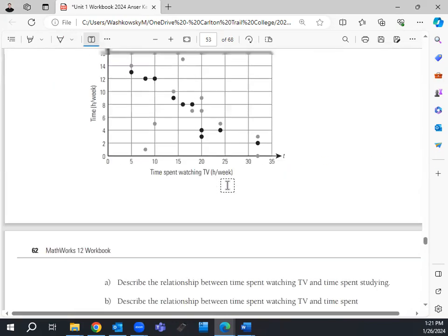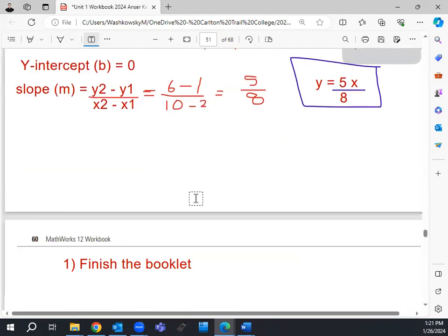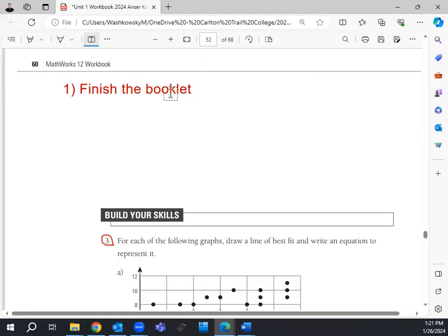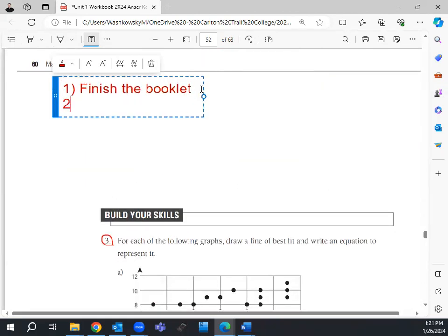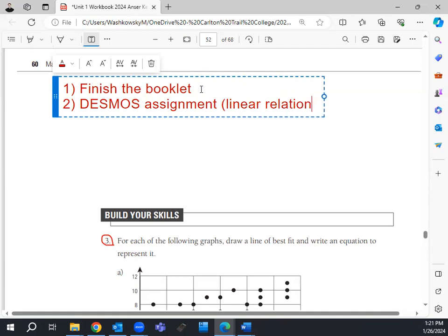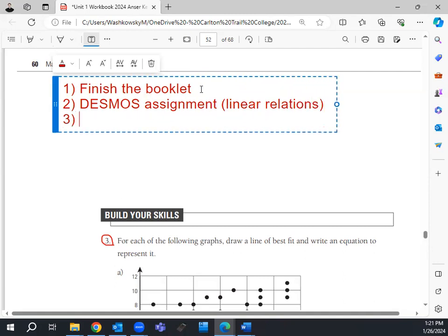So I'm going to recommend that you finish the booklet, which includes, try and include that test. You have your Desmos assignment. That's that linear relations one. You have what I call the exam style questions.